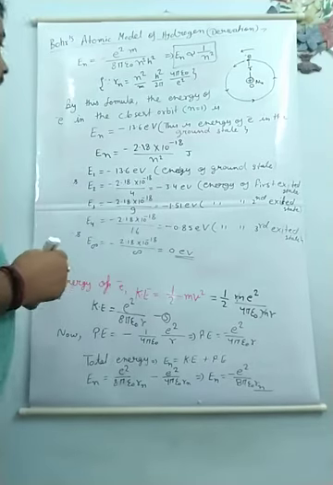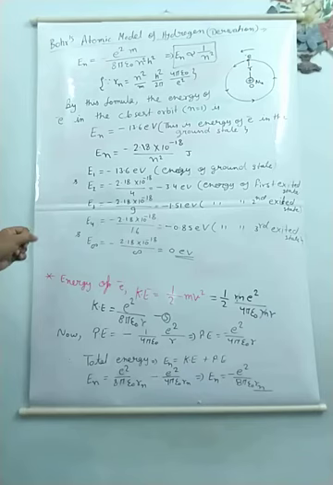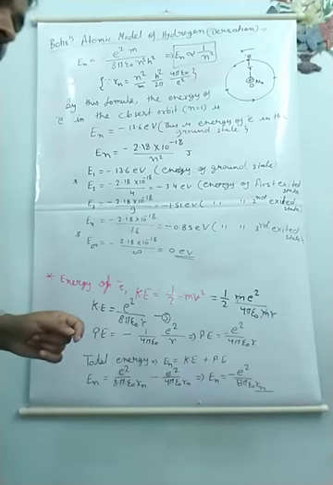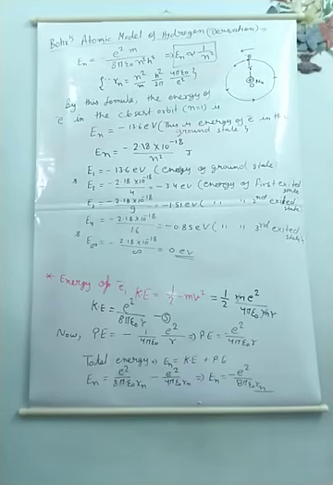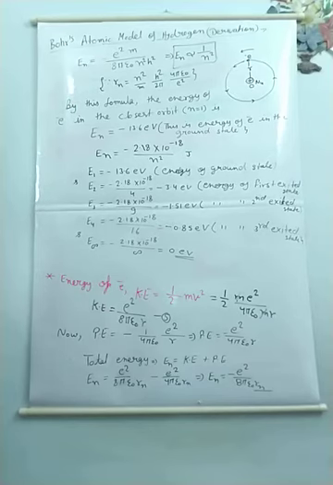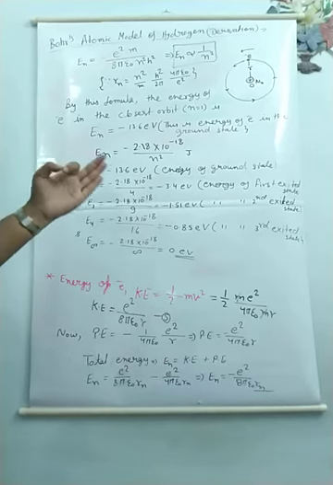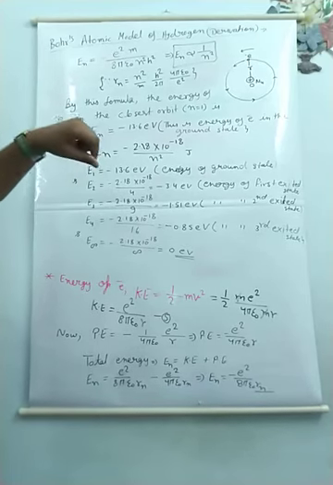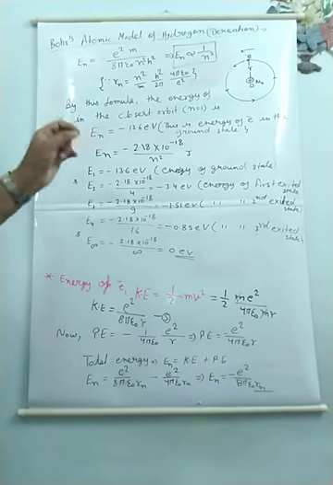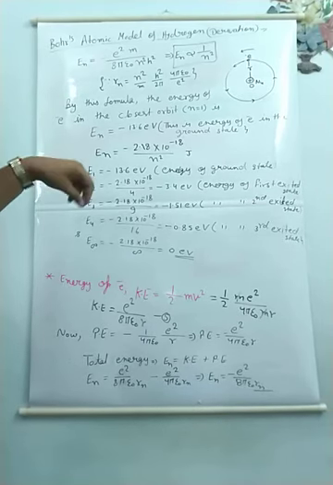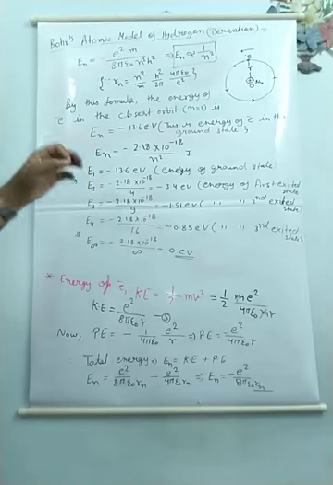Okay, so copy all these points of energy levels. In the next class we are going to discuss the line spectrum of hydrogen, in which the electron radiates out energy when it jumps from the ground state to the first state or any other states.